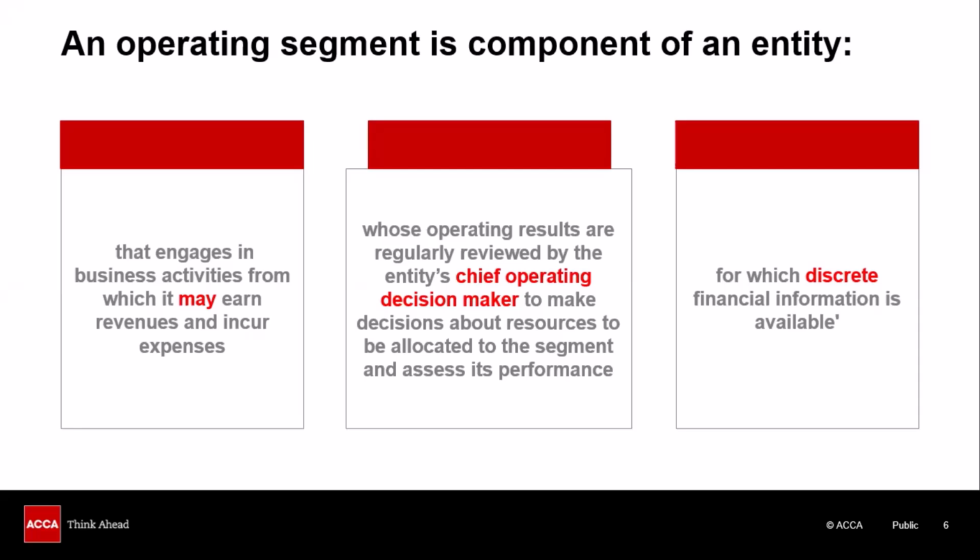Chief operating decision maker is not a position in the company. It's not a title in the company. It's a function, and I'll talk about that just now. Then lastly, an operating segment is a component of an entity for which discrete financial information is available, which means for which separate financial information is available. So that's an operating segment.